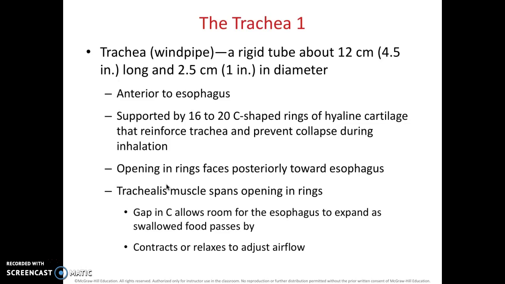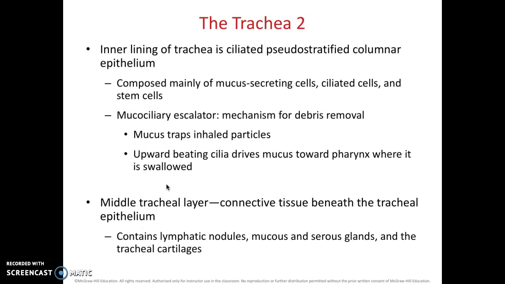The trachealis muscle spans the opening in the rings and allows for room for the esophagus to expand as food passes by. It also contracts or relaxes to adjust airflow. The inner lining of the trachea is ciliated pseudostratified columnar epithelial tissue. And this is composed mostly of mucus-secreting cells, ciliated cells, or those hairs, and stem cells.